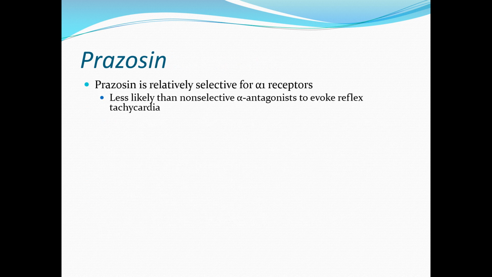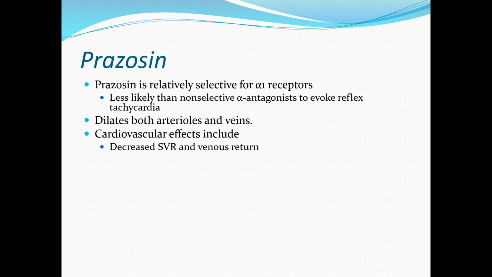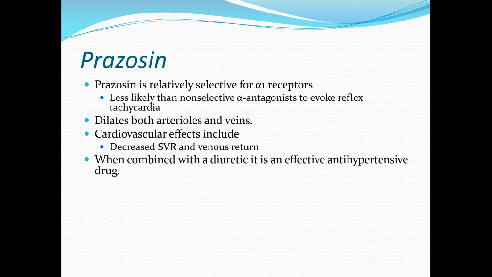Prazosin is relatively selective for the alpha 1 receptor. It's less likely than the non-selective antagonists to evoke reflex tachycardia. It dilates both arterioles and veins, and cardiovascular effects include a decrease in systemic vascular resistance and venous return. And when you combine it with a diuretic, it's a very effective antihypertensive drug. And it also can cause a little bit of bronchodilation.